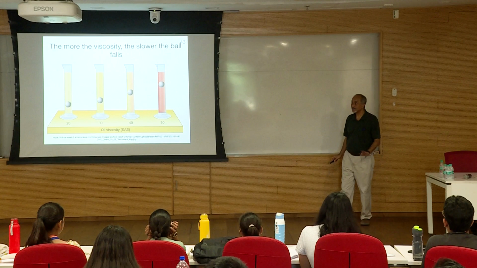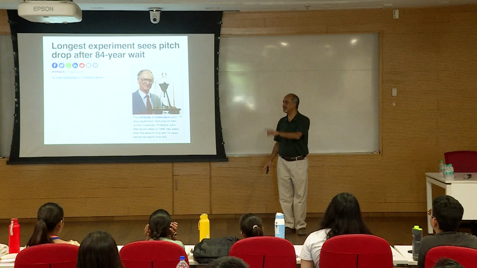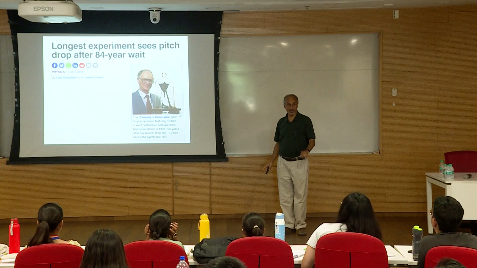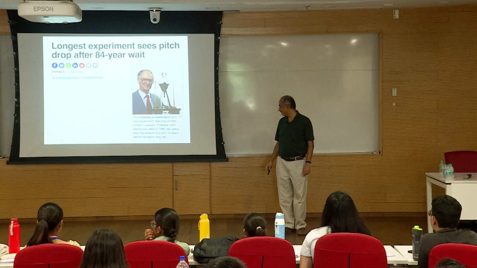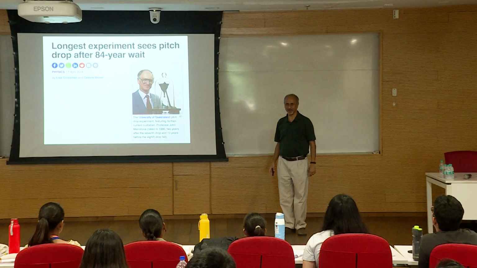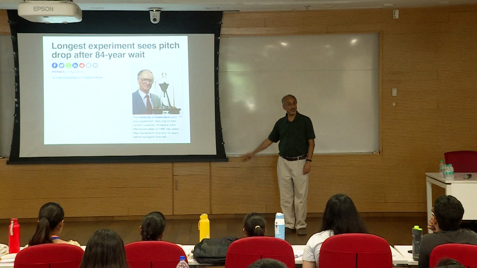Here's a nice experiment which does exactly the same thing. It takes something that flows very, very slowly, and it just waits to see how long it takes for this little drop to fall. There were 10 years or 7 years between two drops falling. So this is a very, very long experiment. It probably started some 50 or 60 years ago, and now they have only reached the 8th drop. It is interesting to see how slow things can be.